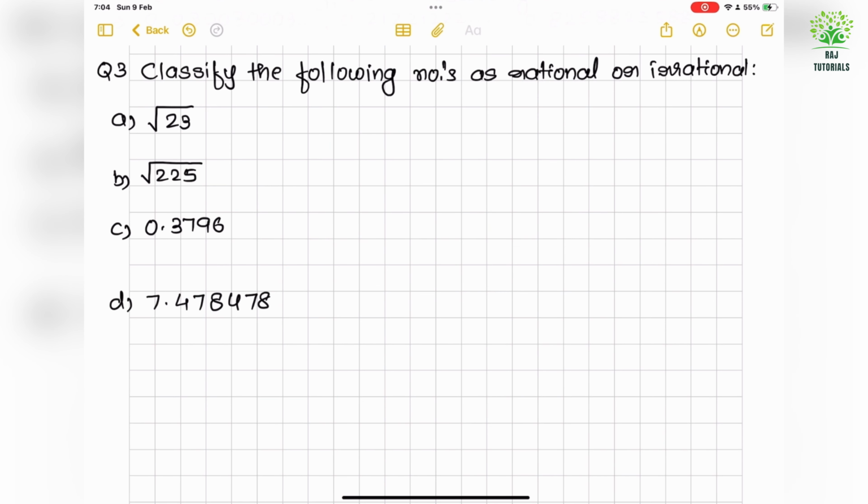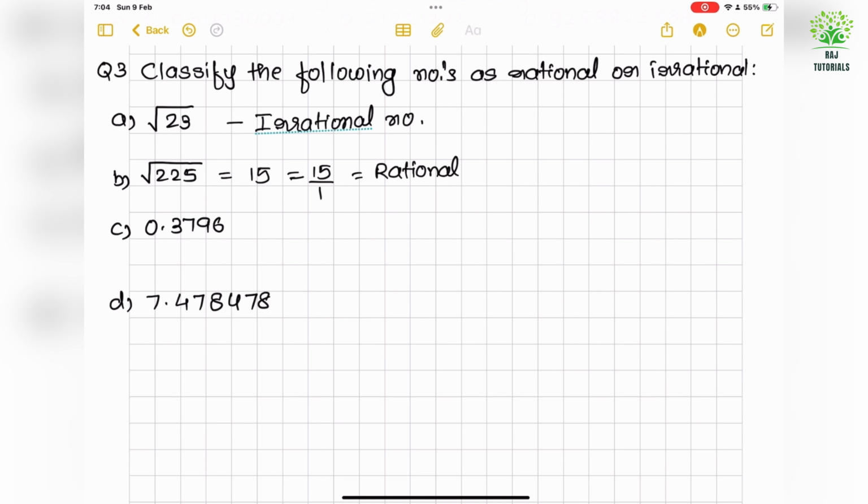Now the third pattern of question can be: classify the following numbers as rational or irrational. Now here first he has given root 23. We know that root 23 we can't split and take out of the root. So I can directly say it is an irrational number. Now the second one is root 225. So if I take root of 225, it will be exactly equal to 15. And 15 I can show as 15 upon 1. That is, I can write it in the form of p by q. So it is a rational number.